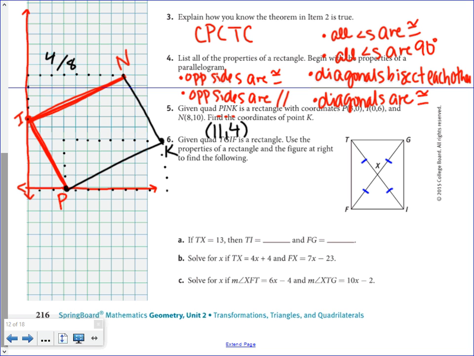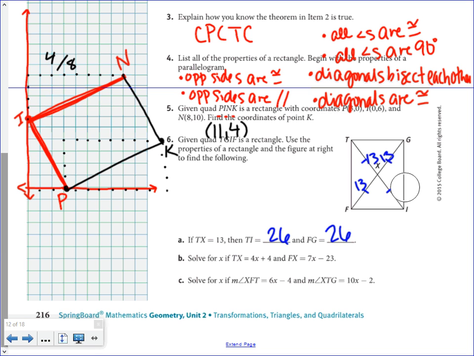So if you look at A, it tells you TX is 13. So that means that each of those 4 have to be 13. So then TI is 2 of those parts. So if you double it, you end up with 26 because each of these were 13. Then the diagonals are congruent. So the other diagonal should also be 26.